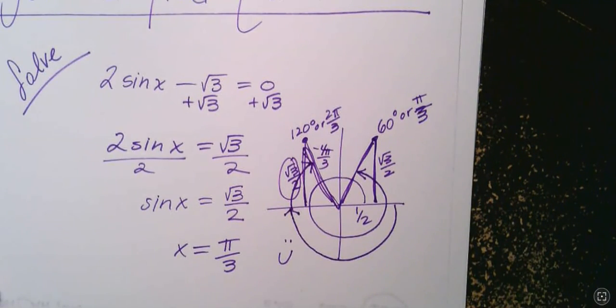The point is there are an infinite number of angles that have a sine of square root of 3 over 2. You may also be hearing my dog sneeze constantly. I'm not sure what that's all about.